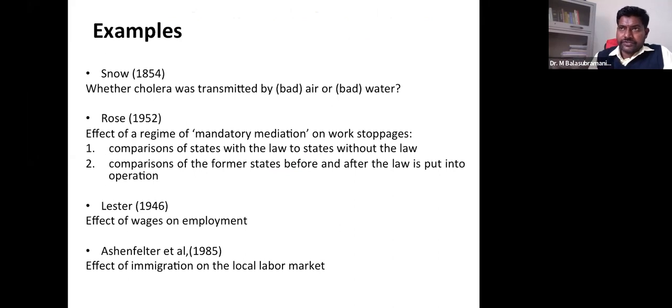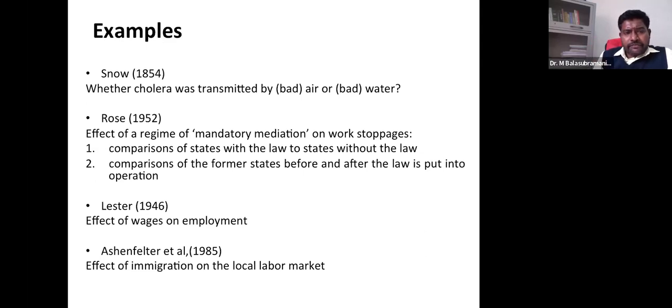Now, the reviews of those who applied it and empirically succeeded. Historically, the double difference method was first used by Snow in 1854, who studied whether cholera was transmitted by air or by bad water. He supplied different quality of water in two districts of London, and found that the contaminated water had more chances of spreading cholera.